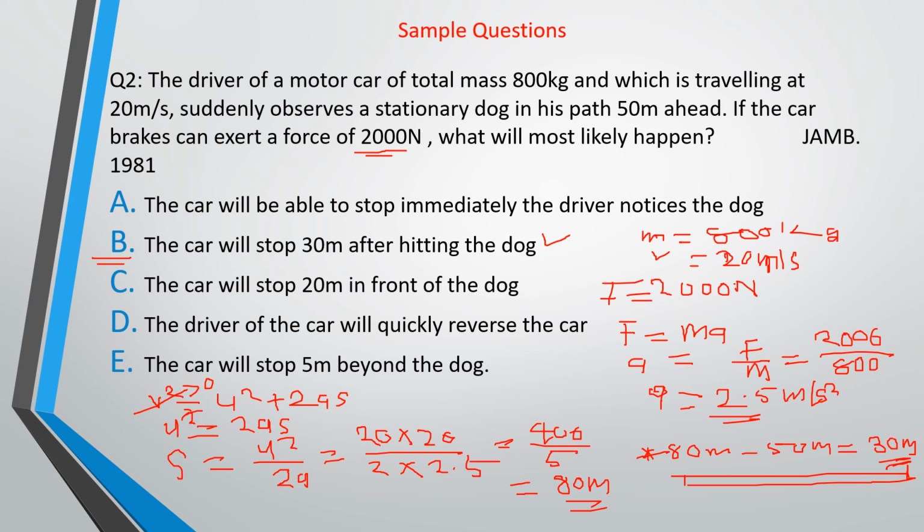The car will stop 30 meters after hitting the dog because it will stop at 80 meters after the application of the brake, and the dog is standing at 50 meters ahead. So the difference in their distances is 30 meters. So see the analysis of this question, how we are able to relate the equation of force to the third equation of linear motion, and then we arrive at this answer. Is that okay? So all these equations, they are related. You need to take note of them. All right.